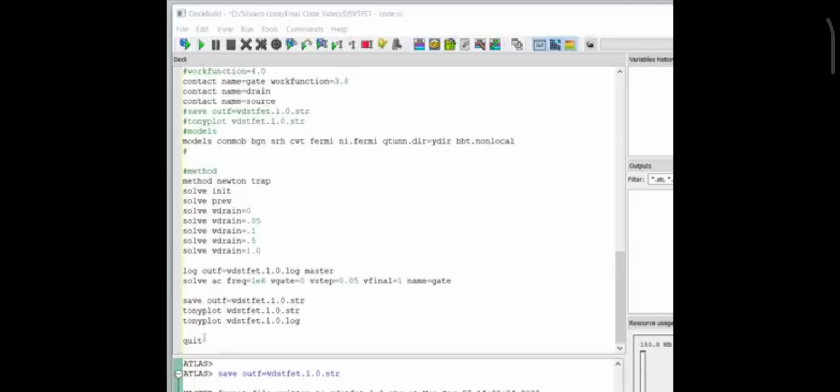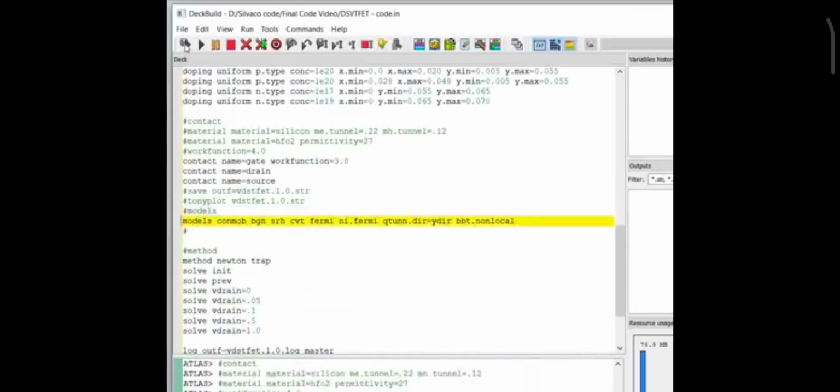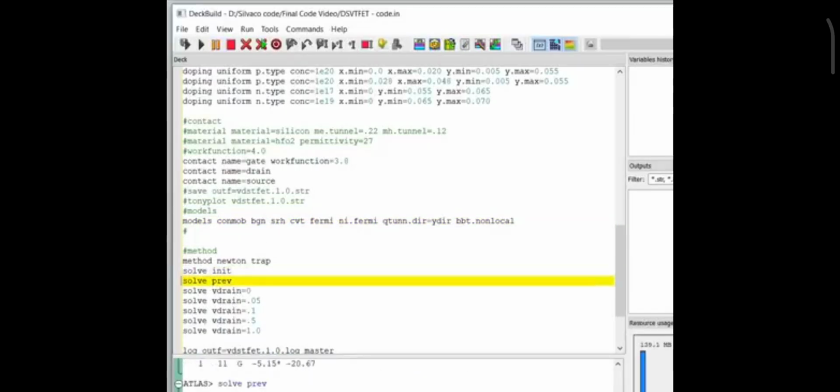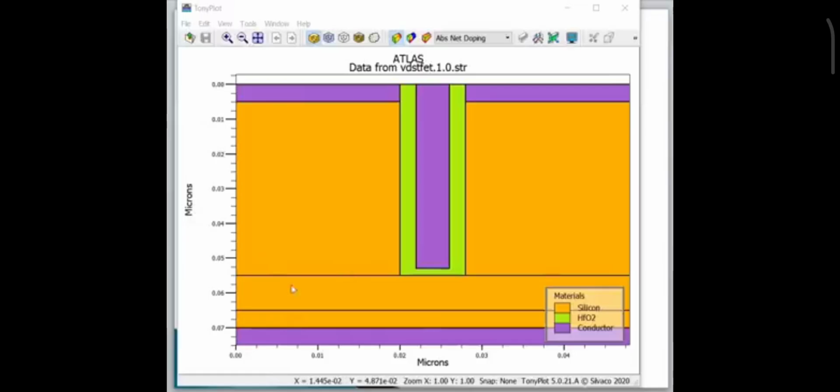Next, when you run this program, you will find two files. One is the structure file and one is the log file. I will show you. This is my structure file. You can note that the proposed structure is the same as the simulated structure.